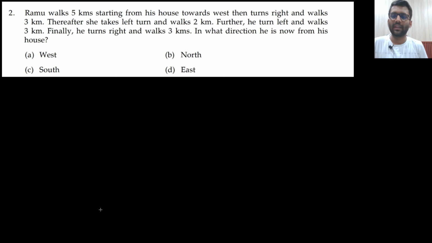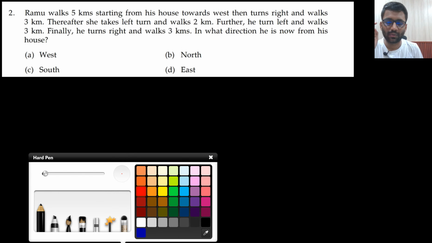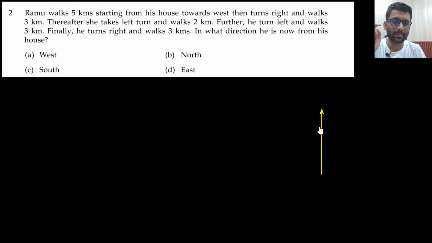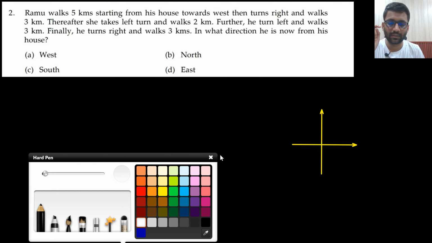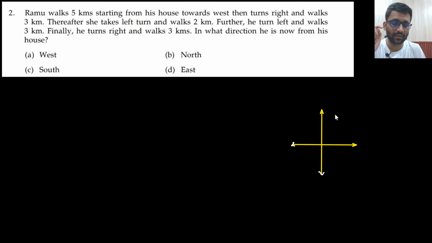Let's see the next one. Ramu walks 5 kilometers starting from his house towards west. Okay, so let's make the directions. This will always be my first task, I will always make the direction first. This is north, south, the general way. This is your east and this is your west. So Ramu walks 5 kilometers from his house towards west. West is this direction, so towards west he is going.